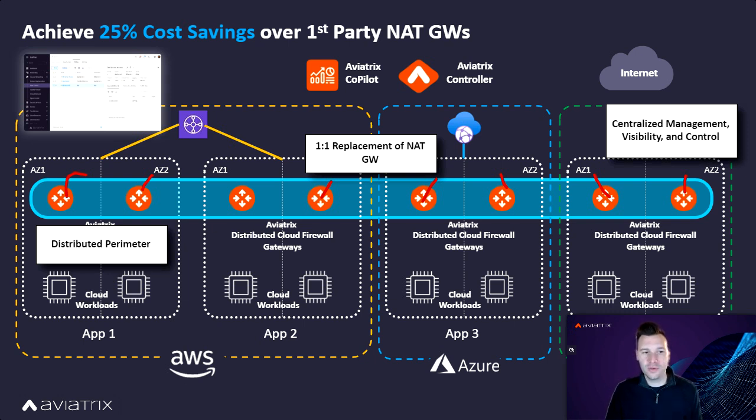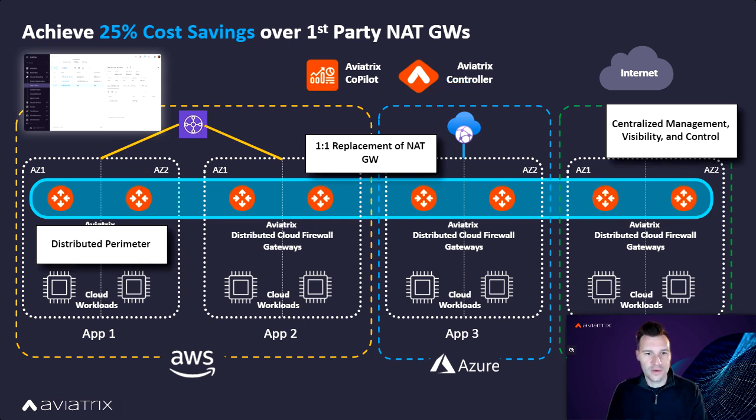But it is a distributed perimeter, which means that in each VPC, in each VNet, you have your specific access out. And again, because everything is going through a centralized control plane, you have that centralized management, visibility, and control, right? So let's talk a little bit about what that centralized visibility and control looks like.